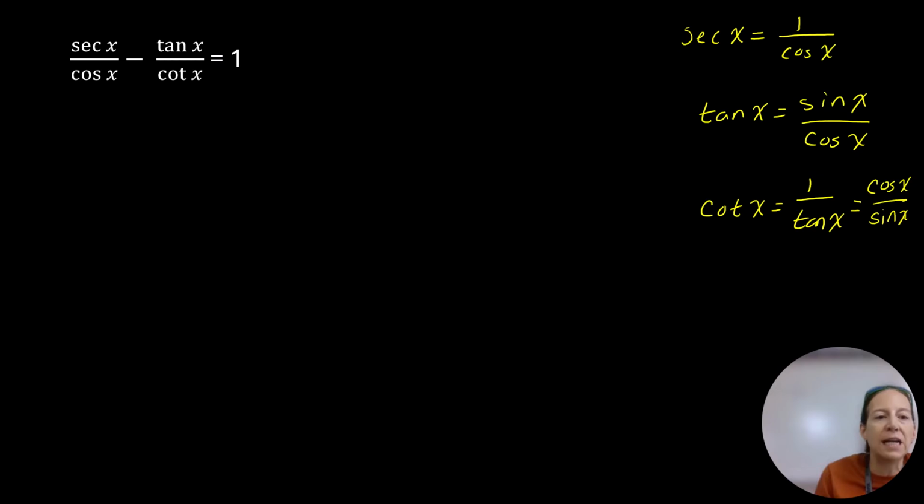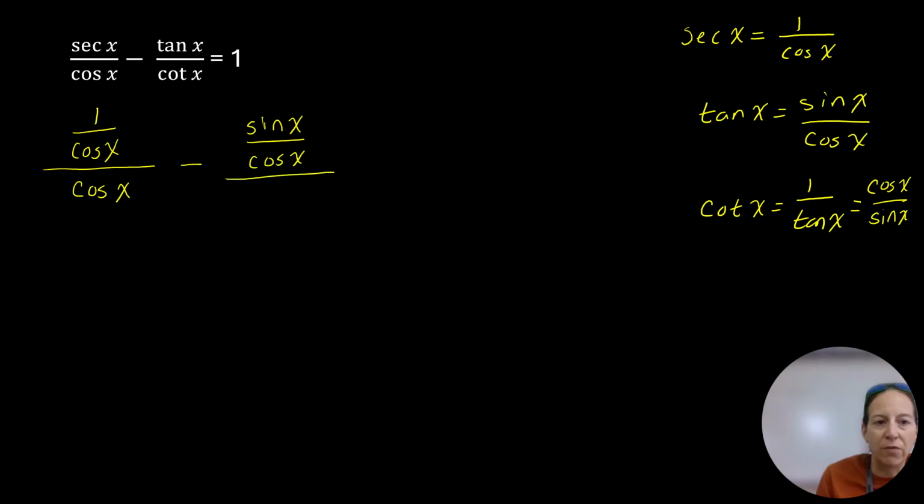So secant becomes 1 over cosine. And then I'm going to have a gigantic fraction bar because the cosine is going to be in the denominator. Minus tangent is going to be sine over cosine. And then we have the big fraction bar, and then we have cotangent in the denominator. So that'll be cosine over sine.